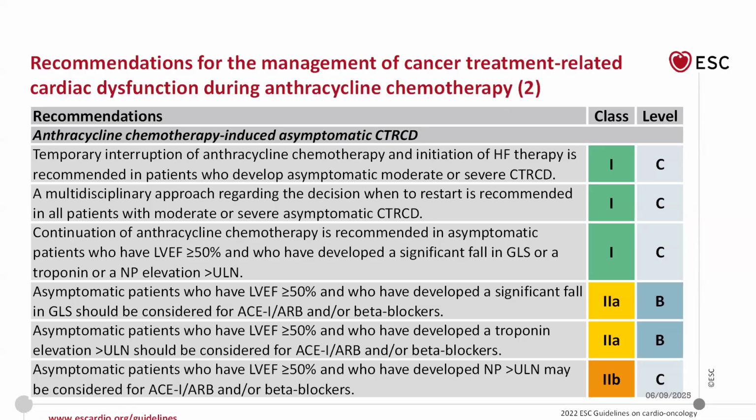Again, asymptomatic patients who have a normal EF, who have developed an increase in their troponin level above the upper limit of normal, should be considered for an ACE inhibitor, ARB, and/or a beta blocker as a cardioprotective measure. And asymptomatic patients who have a normal EF, who have also developed an increase, this time in their natriuretic peptide, may be considered for cardioprotective therapy treatment.